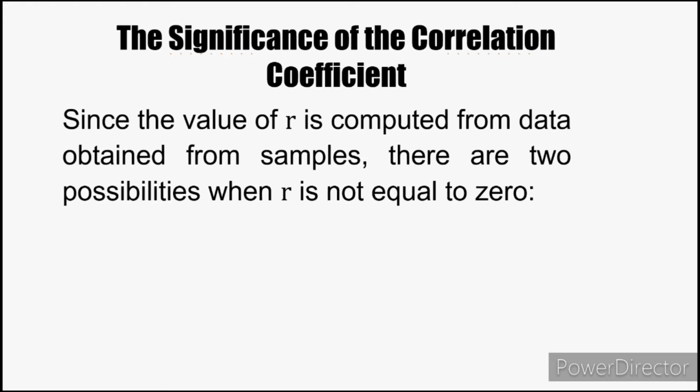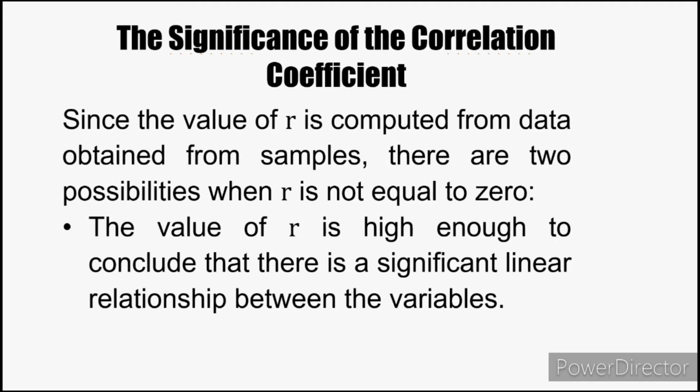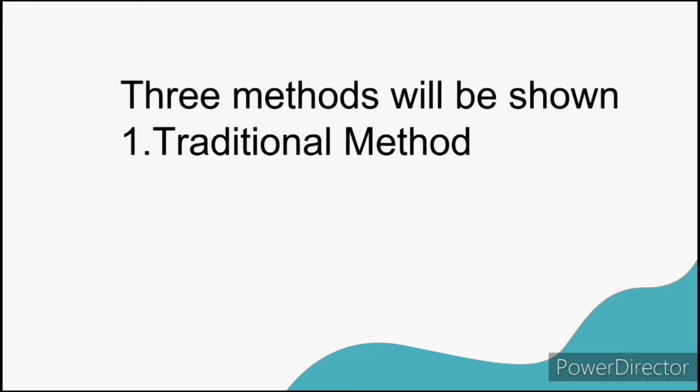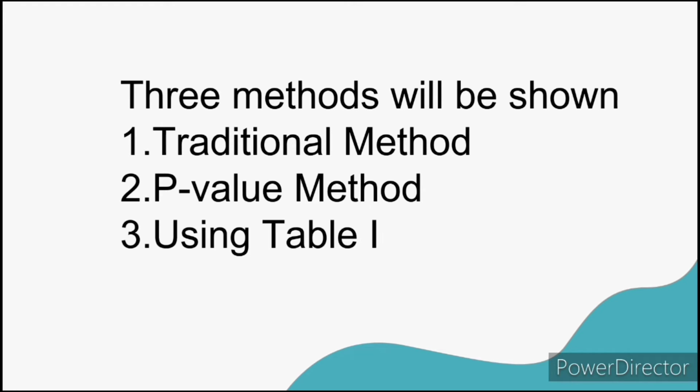Since the value of r is computed from the data obtained from samples, there are two possibilities when r is not equal to 0. The first possibility is the value of r is high enough to conclude that there is a significant linear relationship between the variables. And second is the value of r is due to chance. So, dahil nga ang data is a sample from the population, maybe the value is due to chance. So, we're going to do hypothesis testing to find out if there is a significant relationship. We have 3 methods. The first method is the traditional method, second is the p-value method, and third is using table I.